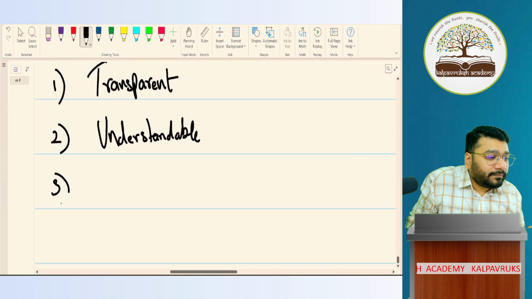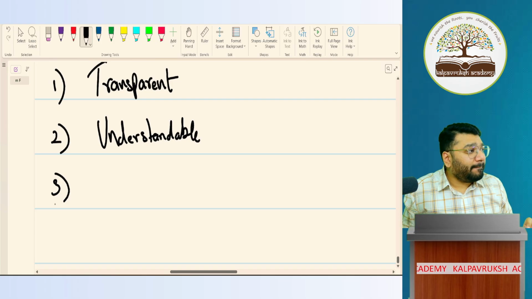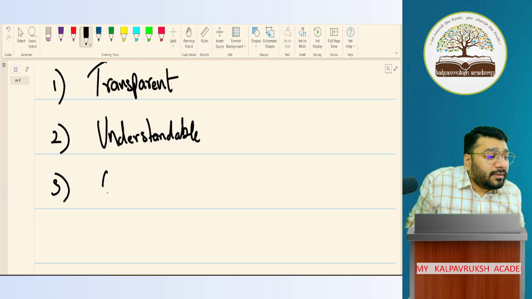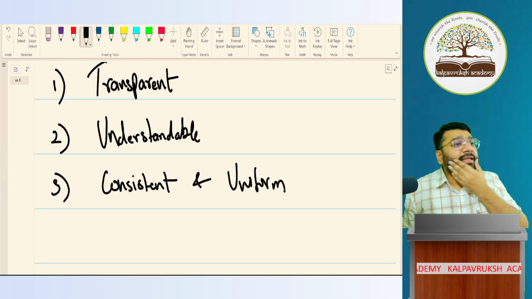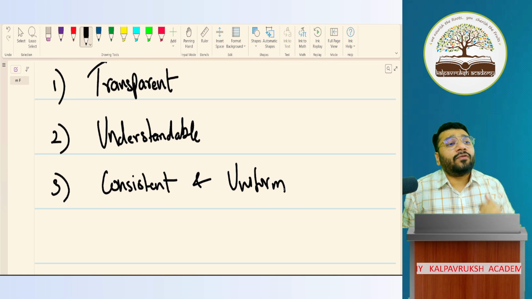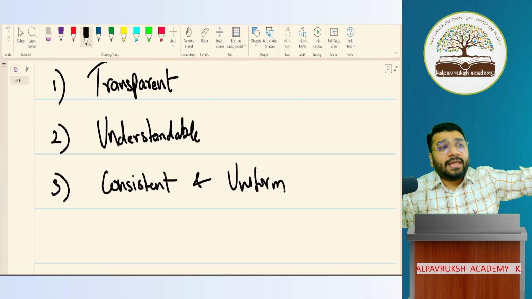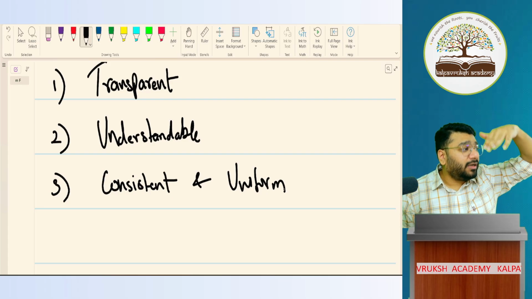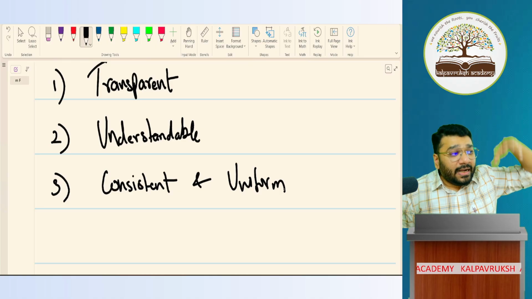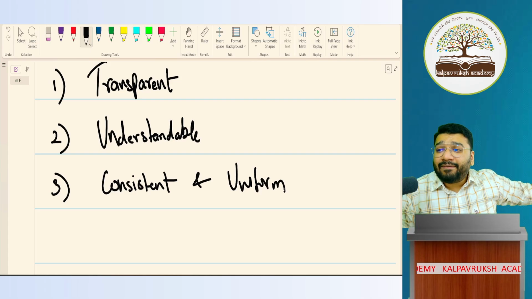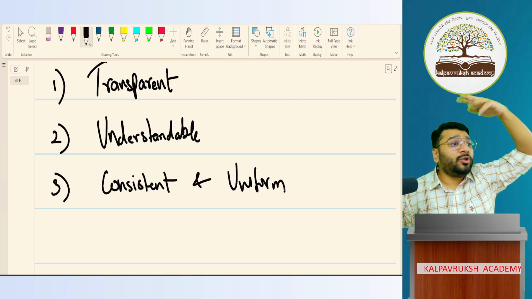Third, the financial statement that you prepare every year should be consistent and uniform. It cannot happen this way that current year you're following WDV method, next year you're following SLM method, then third year WDV method, fourth year SLM method. In valuation of inventory, it cannot happen like that. Current year you're following FIFO method, next year weighted average method, third year LIFO method. You can't keep on changing.